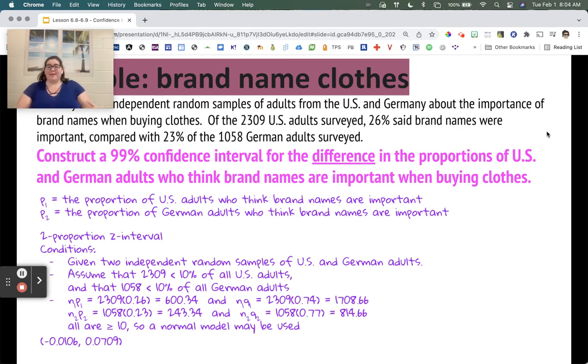The last step is to interpret it. And interpreting a 2 proportion difference interval can sometimes be a little tricky. So I'm going to take a moment and just really think about what we're estimating, what a negative number would mean, and what a positive number would mean. Right? So the way I put it in my calculator is I put US as group 1 and German as group 2.